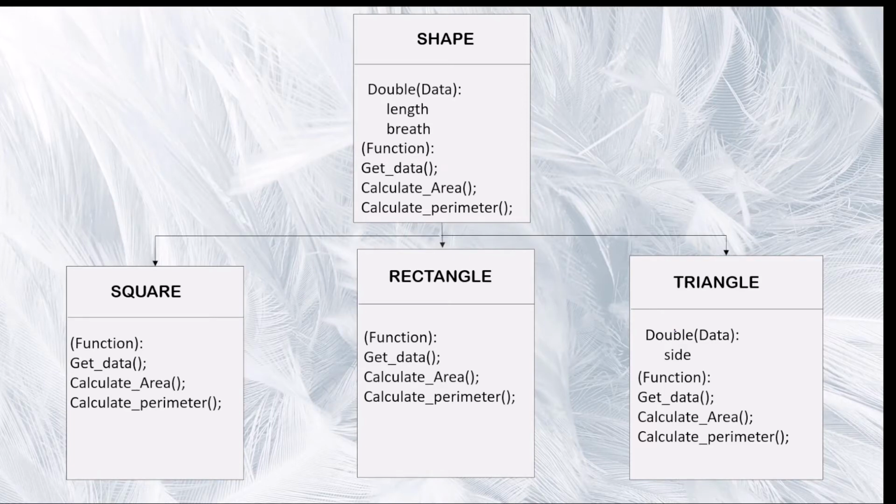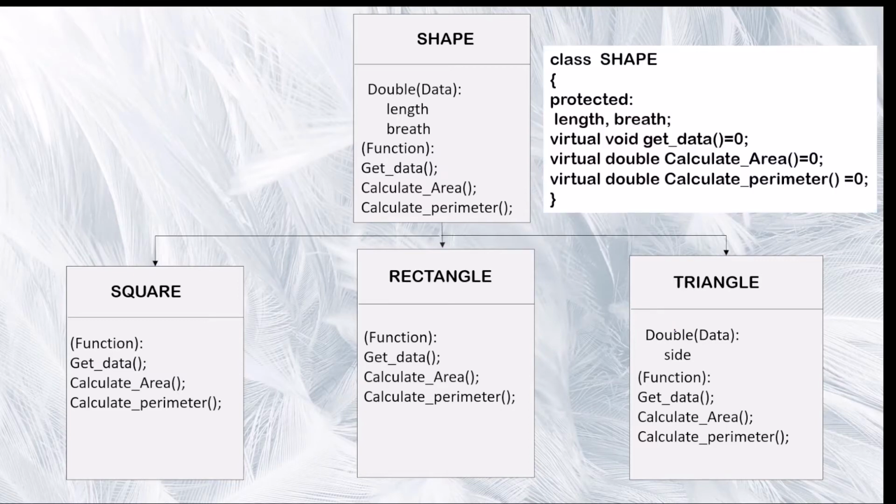So let us see the code for this structure. Shape. Shape is a base class. In the base class, we are going to declare the object type. Object type here is double.